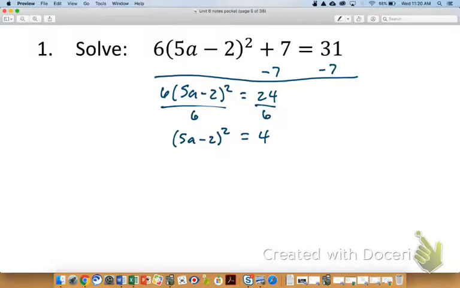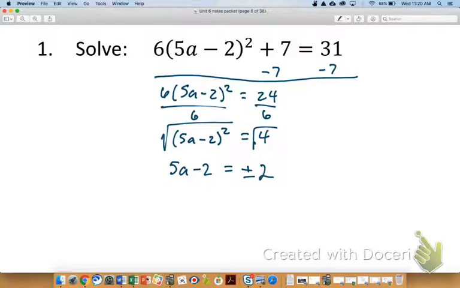I'll say it again. Once the squared quantity is by itself, what do you do? You square root both sides. So we square root this side, we square root that side. This gives me 5a minus 2 equals 2 plus or minus 2. The plus or minus has to be in there right now.